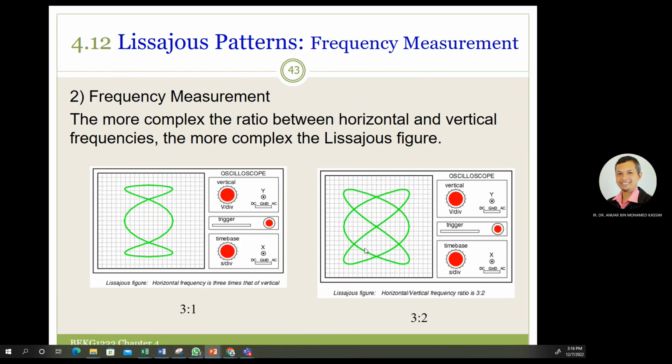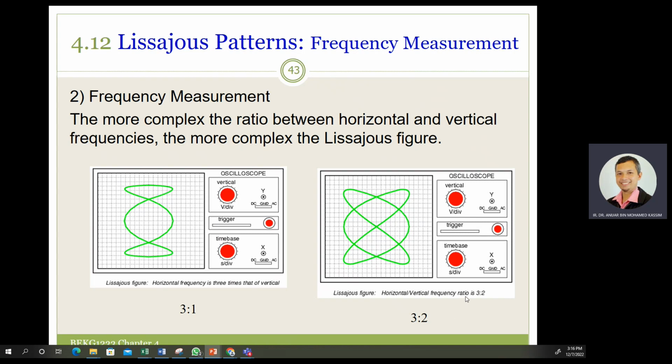From this frequency measurement, when there is a more complex ratio, for example 1 to 1, 1 to 2 kilohertz, 1 to 3 kilohertz, it can look like this. When the horizontal frequency is 3 times that of the vertical, we can see the Lissajous pattern happen like this.